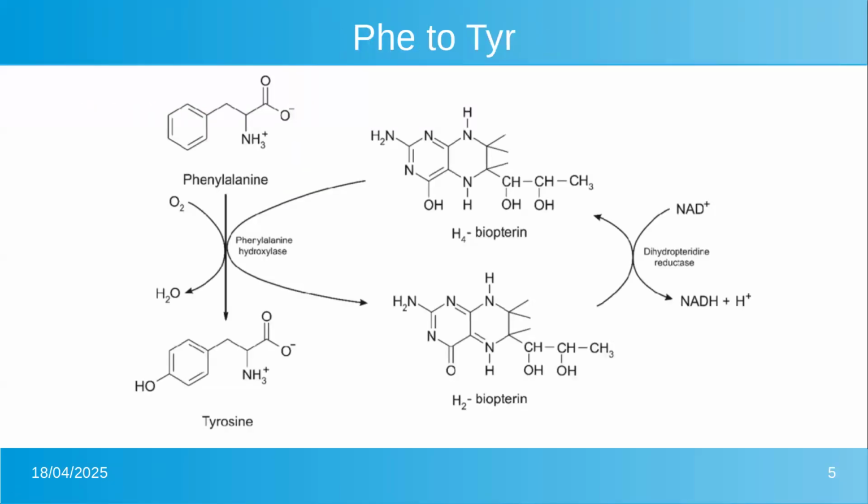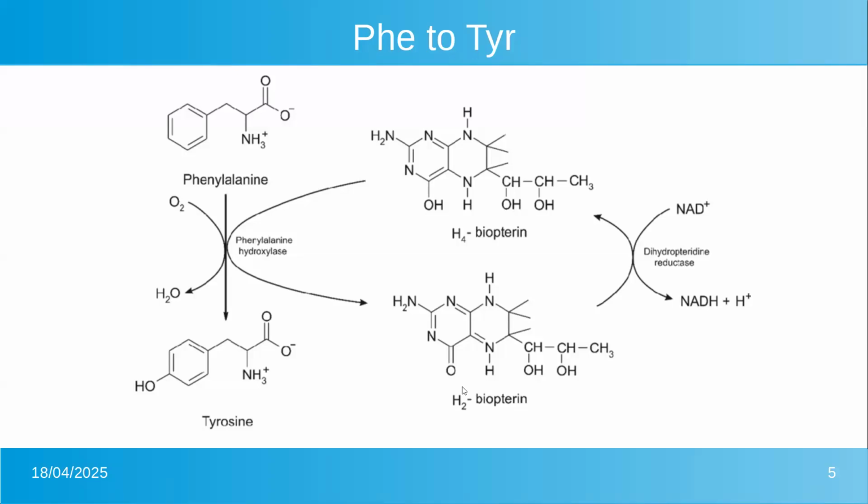Now, the most important step that all of you should know about is the conversion of phenylalanine to tyrosine. There's an enzyme called phenylalanine hydroxylase, which adds the OH group. We said that the difference between phenylalanine and tyrosine is the OH group. In order to do so, it requires the help of tetrahydrobiopterin. Tetrahydrobiopterin gets reduced to dihydrobiopterin.